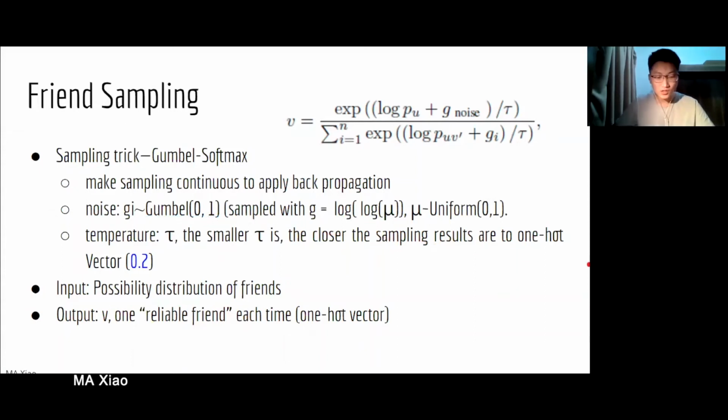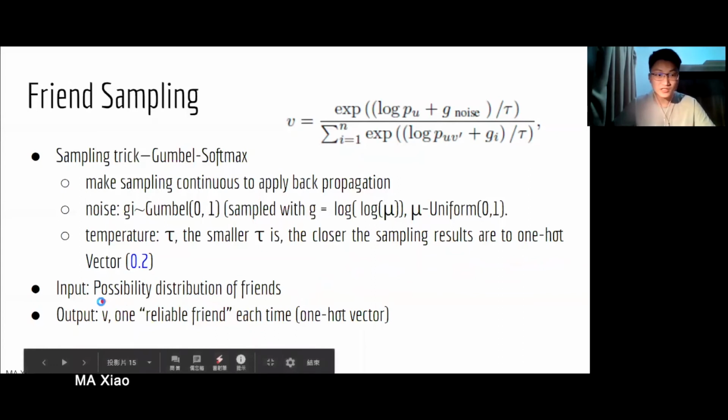So in this trick, we decoupled the sampling procedure from the training process and enabled gradients flowing without changing the behavior of the model. Meanwhile, the noise brings some randomness to the sampling procedure, which helps to avoid the overfitting problem and enhance the model reliability. So the input of friend sampling is the probability distribution of friends, and the output of it is V, which is one reliable friend each time.